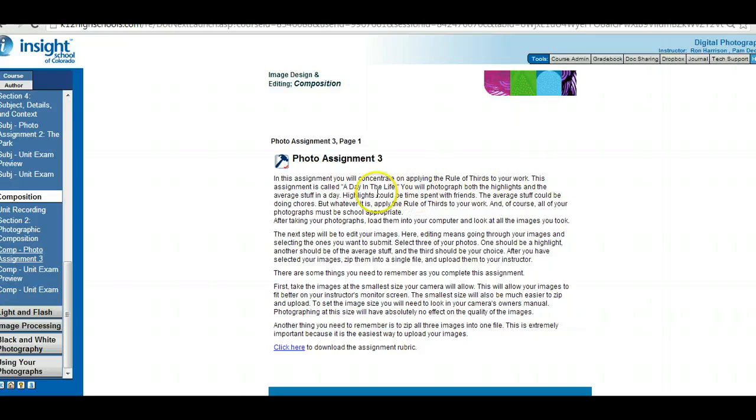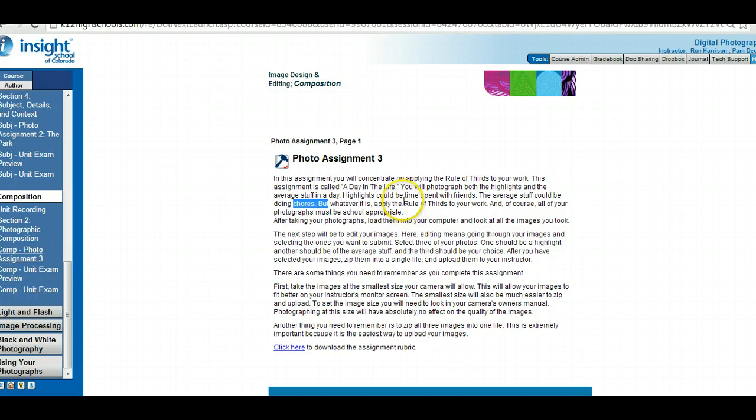So you're going to photograph highlights of your day and maybe some average stuff. Highlights could be the times you spend with your friends. Average stuff could be doing chores. So you take a picture of your mom doing dishes or your dad doing dishes or something like that, or your brother or sister doing homework. But you're going to take pictures of other people, so it's not going to be pictures of you.